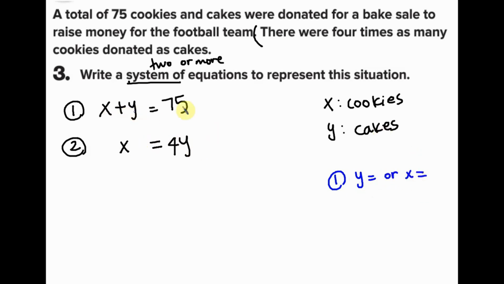Now we're going to solve it by setting y equal to or x equal to. In this case, the first one doesn't look like slope-intercept form. However, the second one, even though it's not slope-intercept form, is saying x is equal to something. So this one is already done, and I can just use the second equation to substitute.